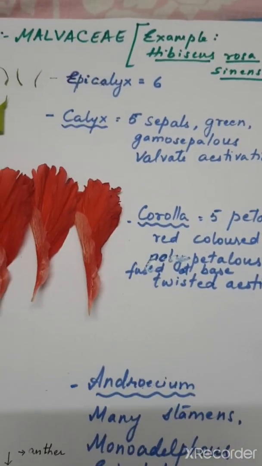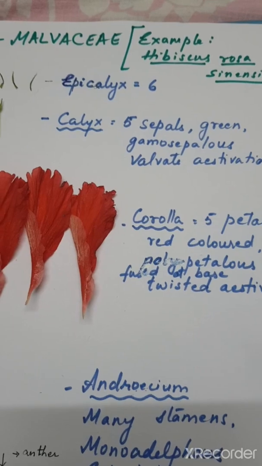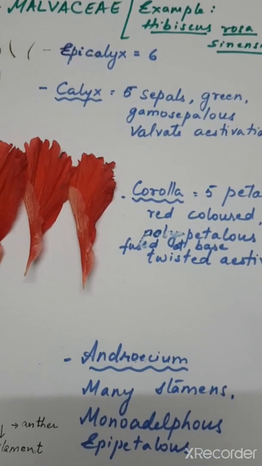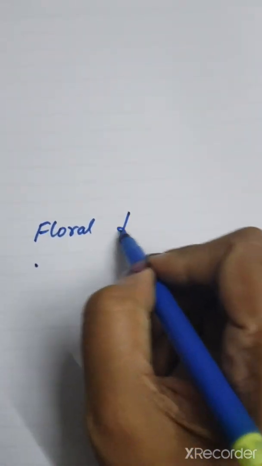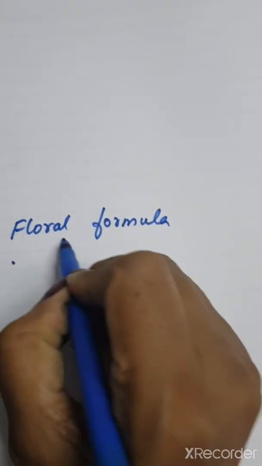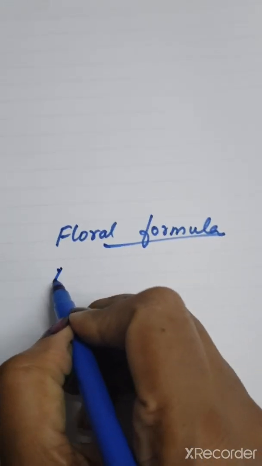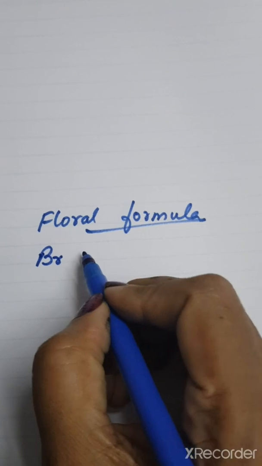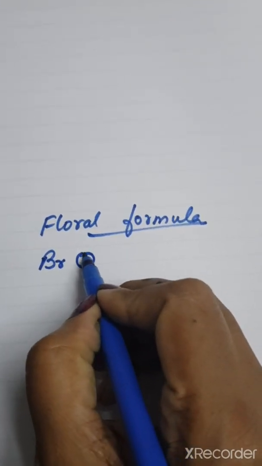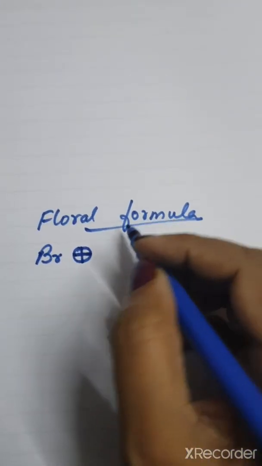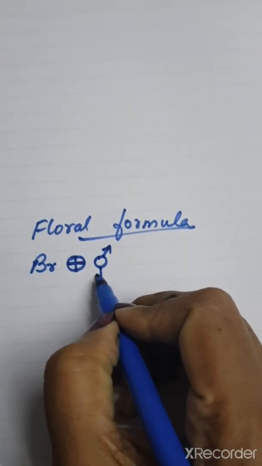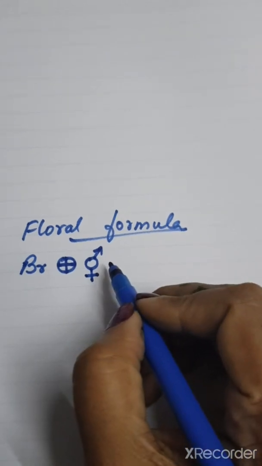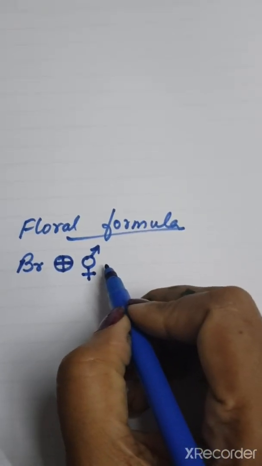And we can write the floral formula now, and we'll draw the floral diagram also. Okay, so the floral formula can be written as bracteate, so Br for bracteate. Then the flower can be divided into equal halves in any of the planes, so actinomorphic. Then the flower had both androecium and gynoecium, so it is bisexual, and it was a complete flower.